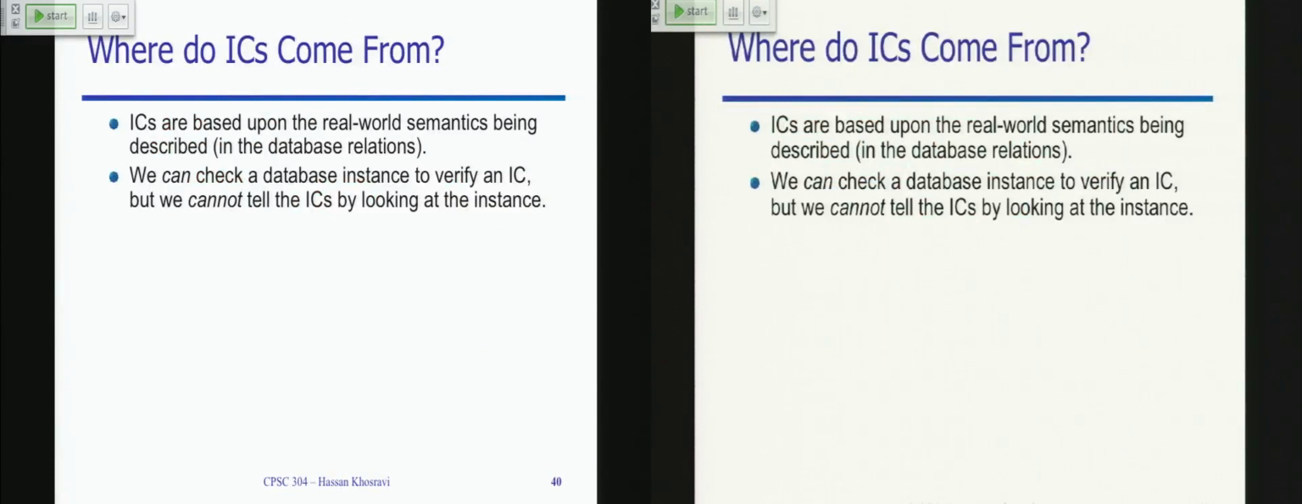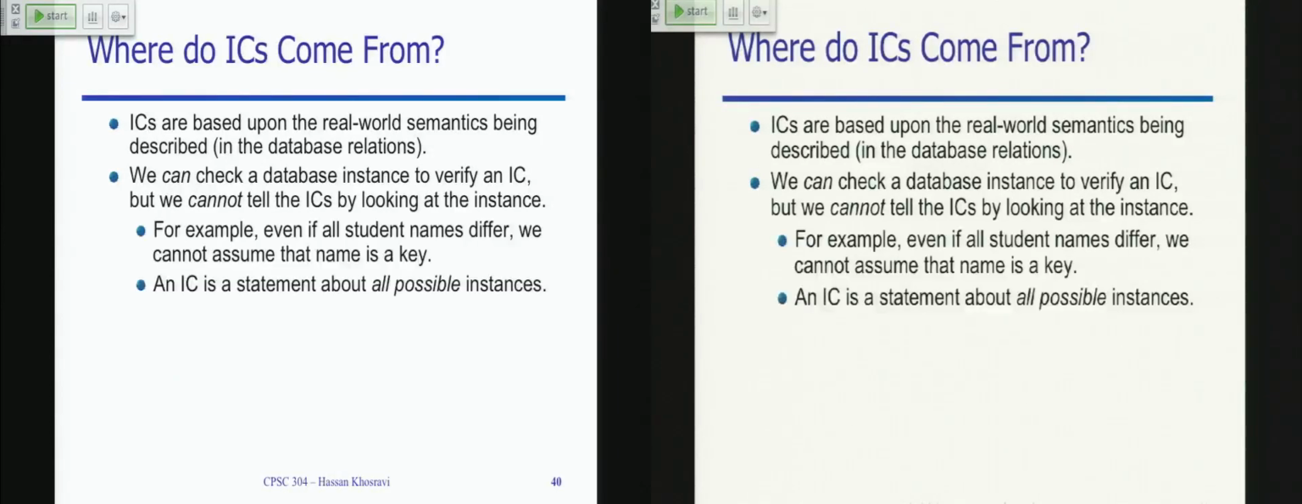Okay, so the next question is, where do these integrity constraints come from? These constraints are based upon the real-world semantics that describe our relationship and the scenario and the story that we were telling in order to build that database to begin with. We can check a database instance to verify whether a constraint is true or not. But just by checking the database, we cannot come up with the integrity constraints.